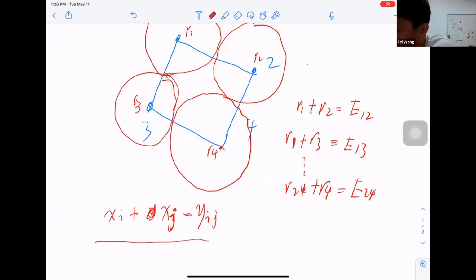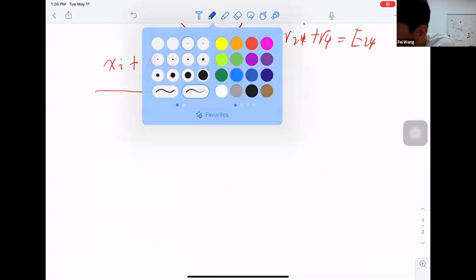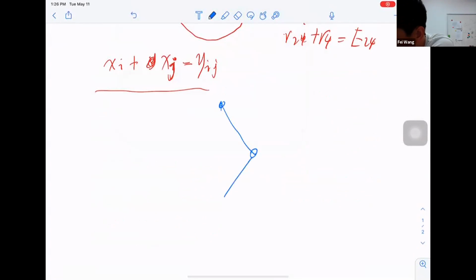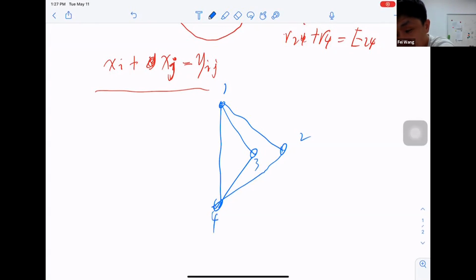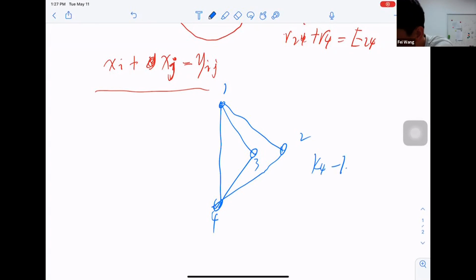So let's draw another graph. This is a K4 minus 1: vertices 1, 2, 3, 4. Yeah, K4 minus 1. This is a minimal rigid graph, a planar minimal rigid graph. You can definitely flip this triangle to the other side of the edge, but let's keep it this way. And so now let's have a circle packing.